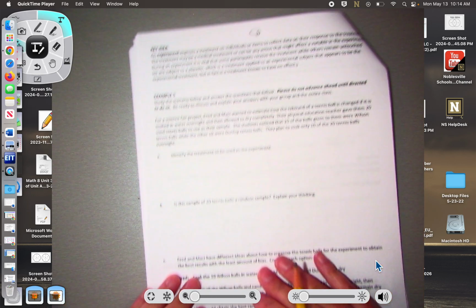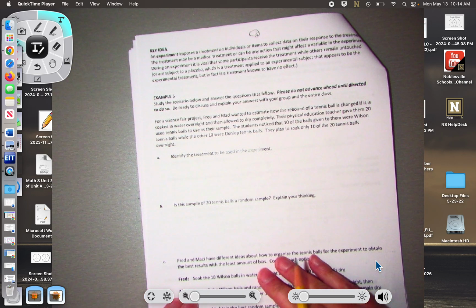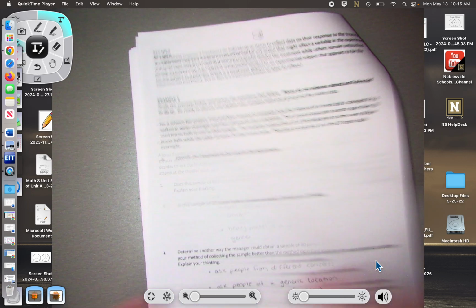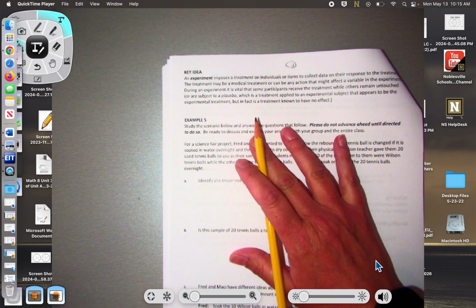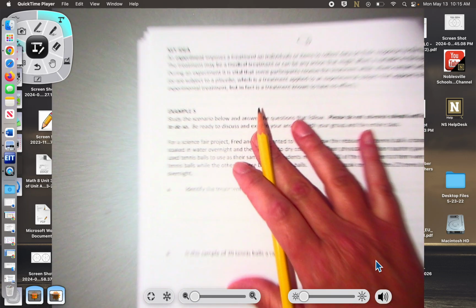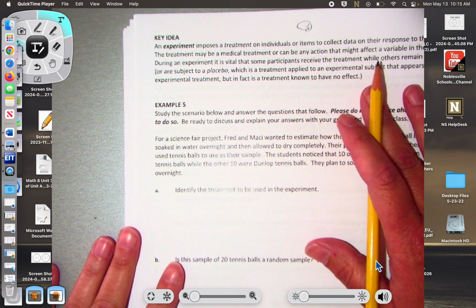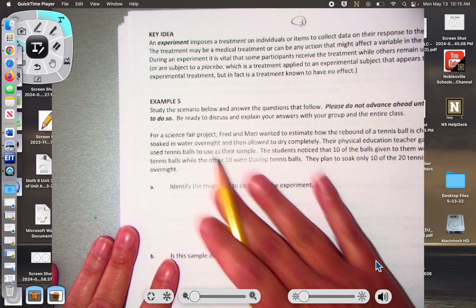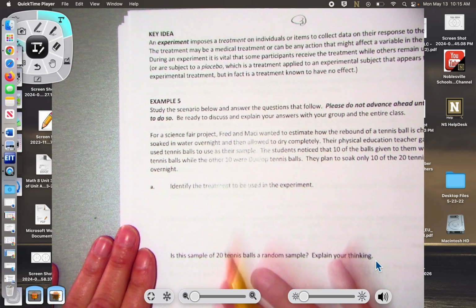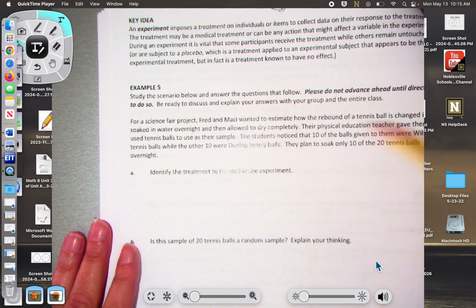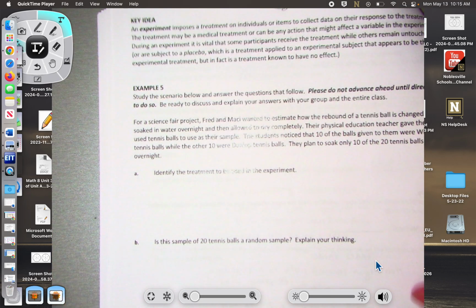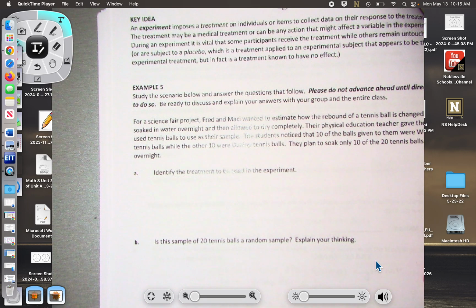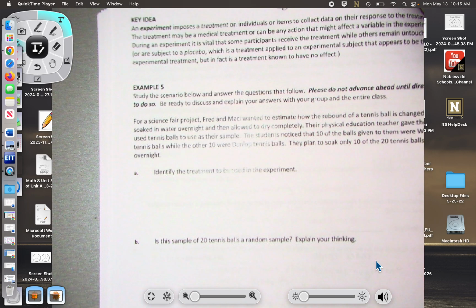So we left off, we were talking about experiments, surveys, and observational studies. So we're going to continue talking about experiments. Okay, an experiment imposes a treatment on individuals to collect data, right? So we're going to look at these different scenarios and identify the treatment and if we think it would be random. Remember last week we talked about random, sampling, and biased and unbiased, things like that.